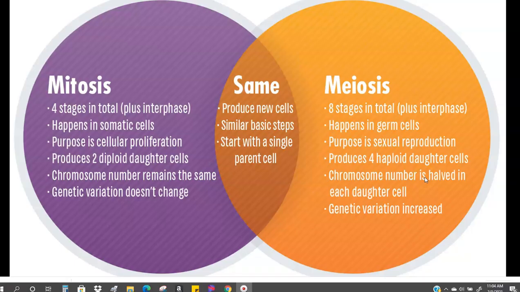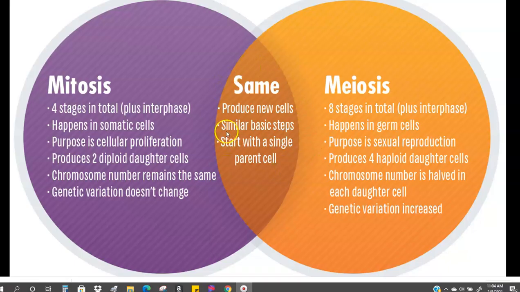So you start out with a parent cell, and you end up with 4 daughter cells that have half of the chromosome number. And there is genetic variation, and this is extremely important in sexually reproducing organisms. Genetic variation is necessary, and that genetic variation occurs because of what happens in meiosis. We'll talk about that a little bit in this video and talk about it more when I discuss meiosis.